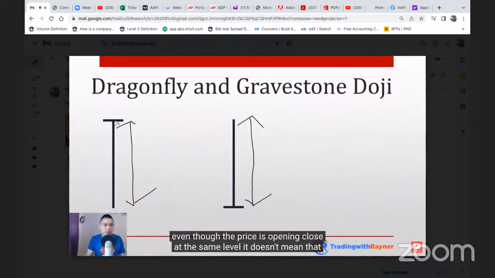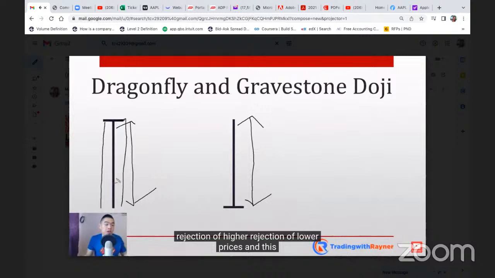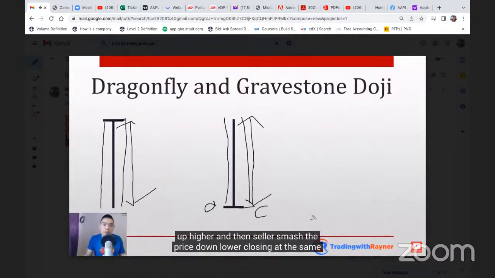If you think about this, even though the price is open and closed at the same level, it doesn't mean that the market is undecided, because the market has actually tilted its head. At one point, the sellers were in control, pushing price down lower. And then the buyers came in, took charge and finally pushed all the way up higher, closing near where it opened, the exact level. So this is a sign of strength, rejection of lower prices. And this one is just the opposite. Price opened at this level, buyers took charge, pushed the price up higher, and then sellers smashed the price down lower, closing at the same level. So this is a rejection of lower prices, and a rejection of higher prices.